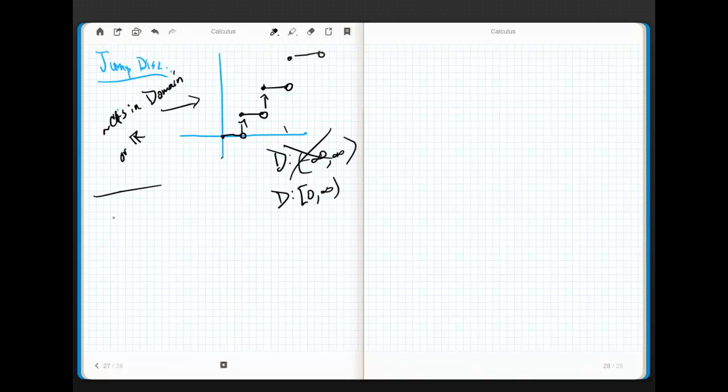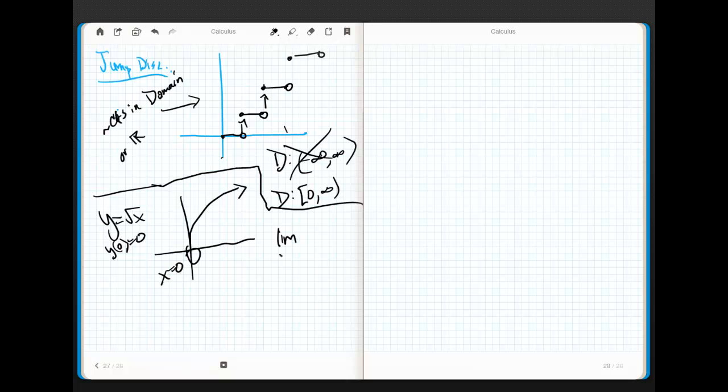Now, let's talk about a function like y equals the square root of x. All right, wow, that's a badly drawn coordinate plane. Let's talk about this guy. So what do we know here at x equals 0? Well, we know that y of 0 is equal to 0. We know that it's defined. We also know that the limit as x approaches 0 of the square root of x does not exist because I can't approach it from both sides. However, if I took the limit as x approaches 0 from the positive side of the square root of x, I know that that equals 0.